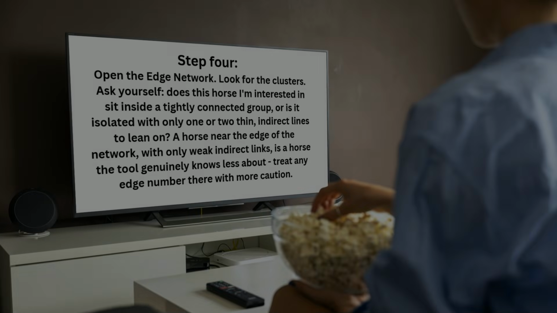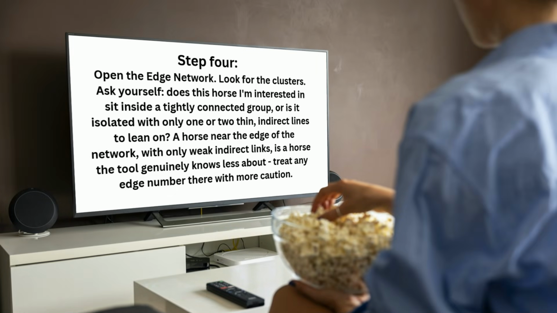Step 4, open the edge network. Look at the clusters. Ask yourself, does this horse I'm interested in sit inside a tightly connected group, or is it isolated with only one or two thin indirect lines to lean on? A horse near the edge of the network with only one weak indirect link is a horse that the tool generally knows less about. Treat any edge number there with more caution.